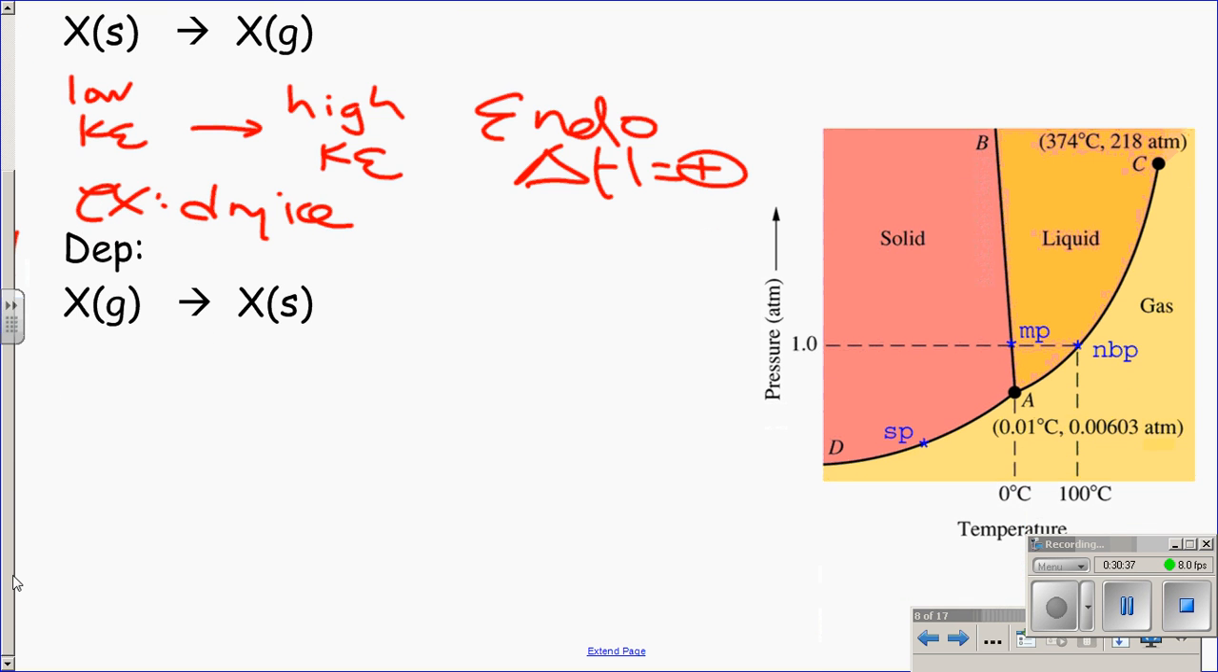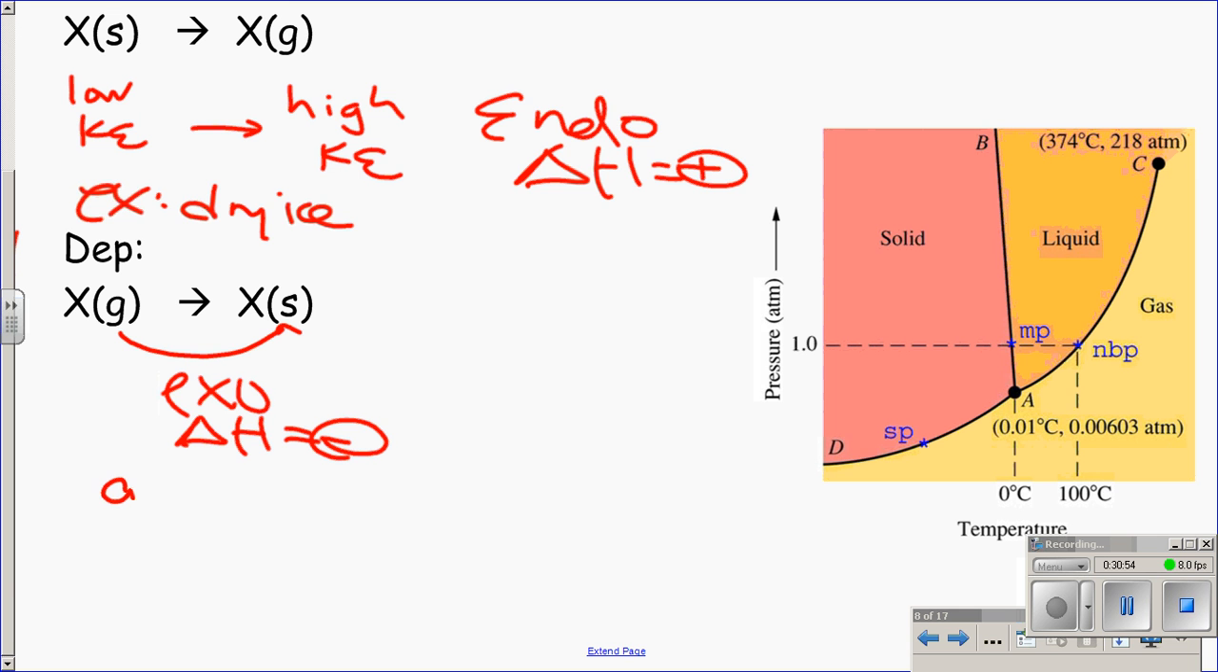All right, deposition is our last one. And this is one where you go straight from gas to solid. So, endo or exo? Exo, you're releasing that extra energy.